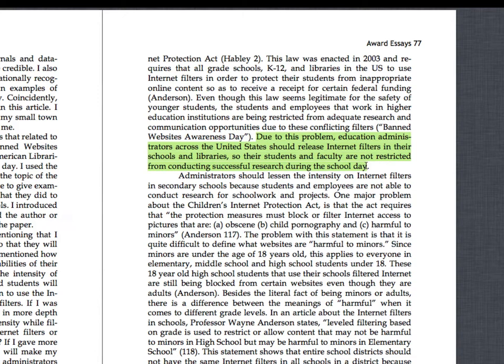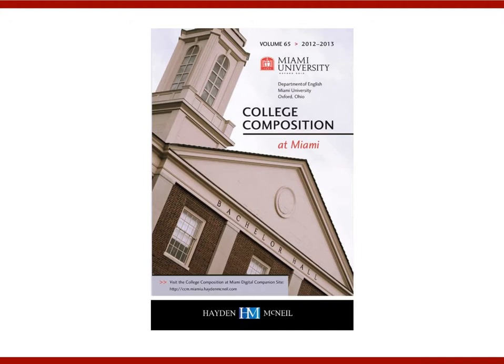And it's also clear, even though she doesn't mention it in her thesis, when she says "due to this problem," she's referring further up in the paragraph to the problem of different laws that restrict research filters, and that this is going to be a major part of how she constructs her argument. Now you may want to take a look at more essays in the print CCM and online. What other ways have students used introductions rhetorically?